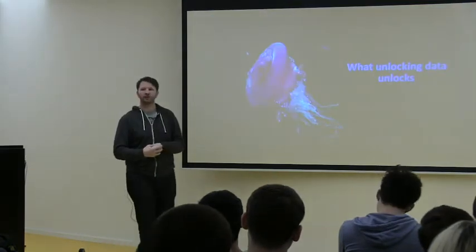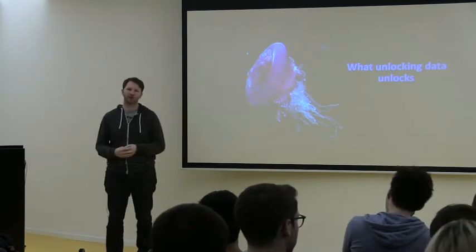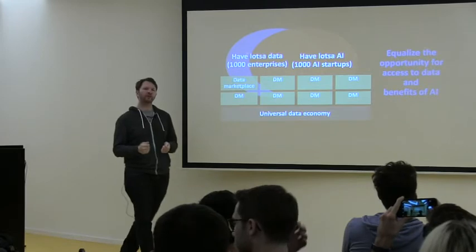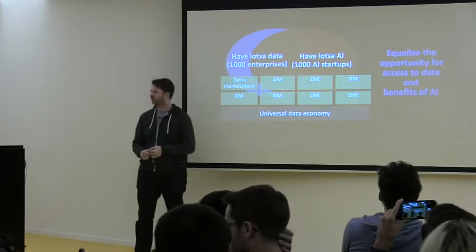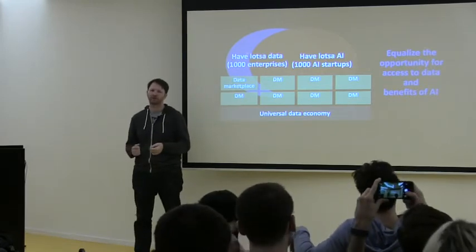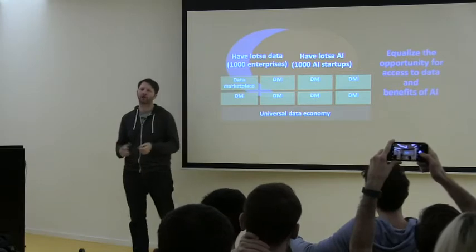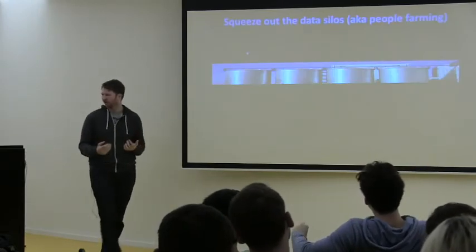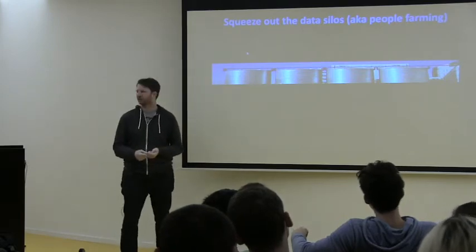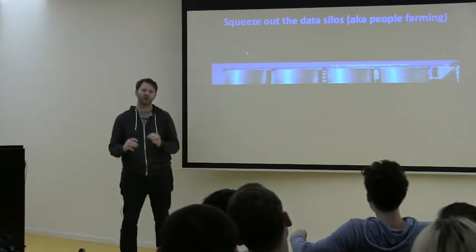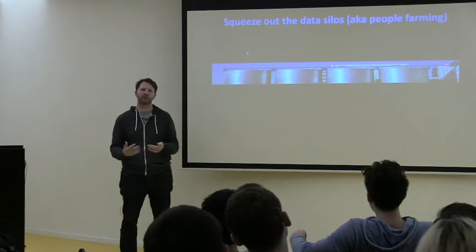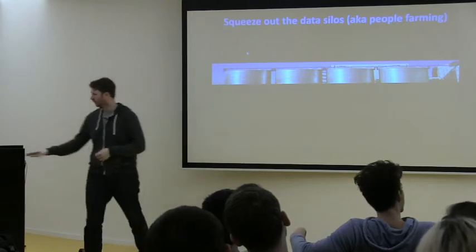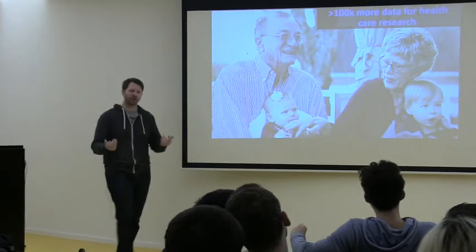So, some overall applications: what unlocking data unlocks with Ocean. The main thing is equalizing the opportunity for access to data and access to the benefits of AI. It's about democratizing data, right? That's the high level. But then a key thing is this is actually squeezing out the data silos, the people farming that's going on, the complete risk to the future of society and freedom, right? So this is the main thing ultimately, right? But of course, there's other things.